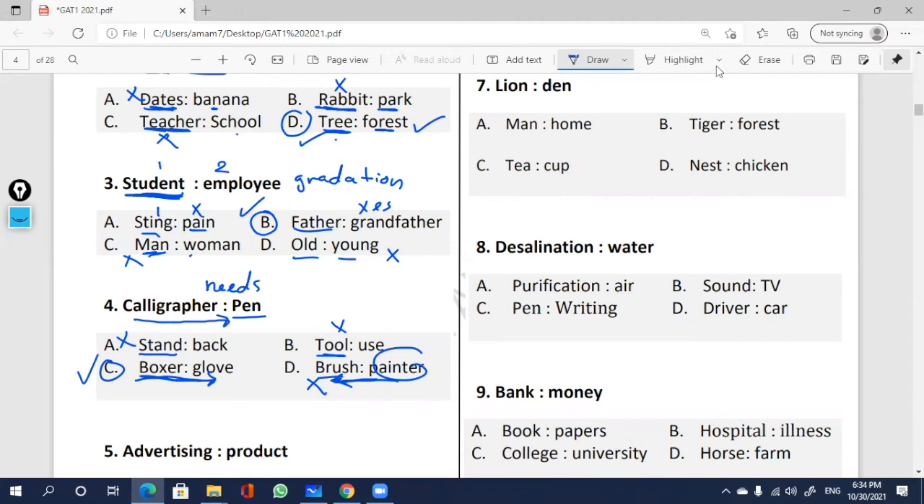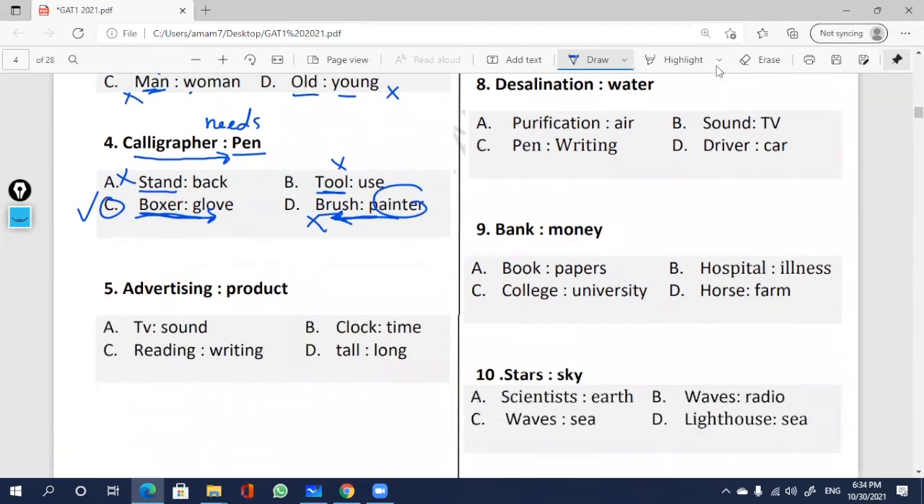Thank you, Yara. How about advertising, product? Now raise your hand. No one? Advertising, product. Yara, you just answered number 4. I want another one.